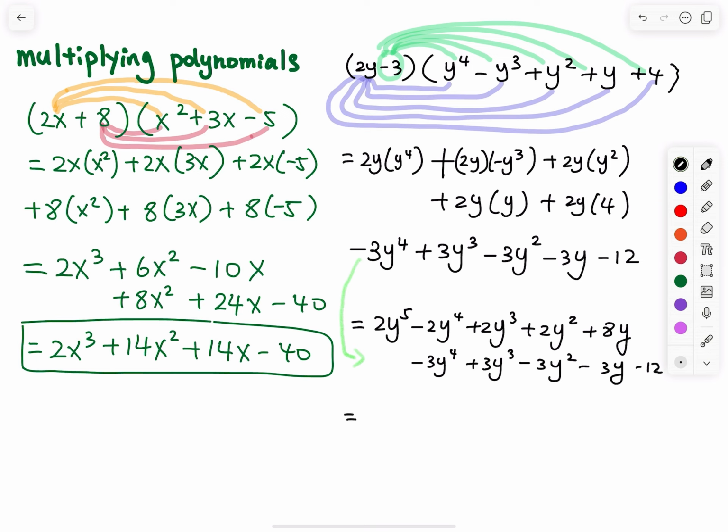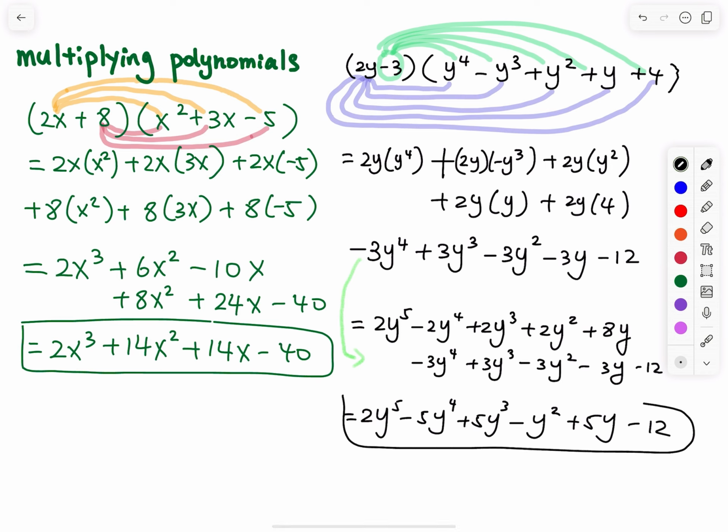Okay. Final cleanup. 2y to the fifth. Minus 2 minus 3, minus 5. 2 plus 3, 5. Negative 2 minus 3, negative 1. 8 minus 3, 5. And then drop the minus 12 down. There you have it.